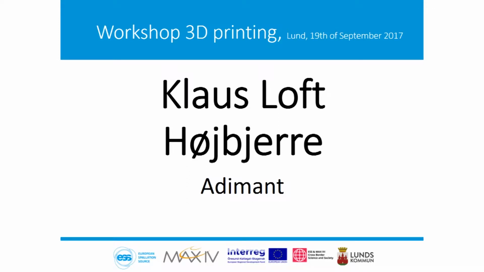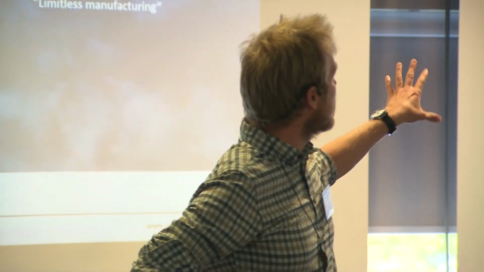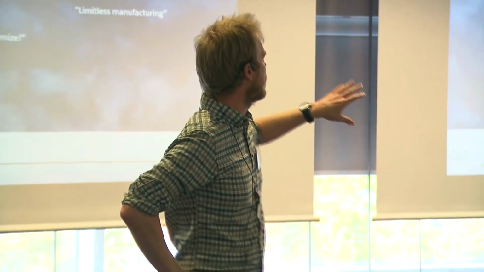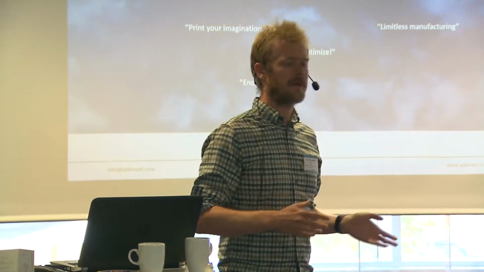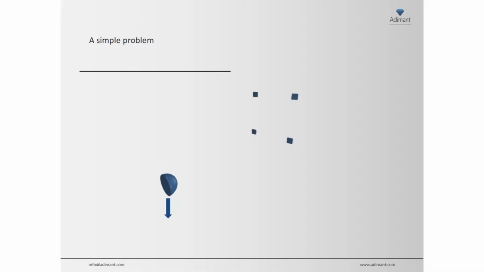So as Olaf has already given a very nice introduction to this challenge here, the promise of AM is complexity for free, geometrical freedom, we can optimize and do whatever we want. But in reality, it's a little bit harder.